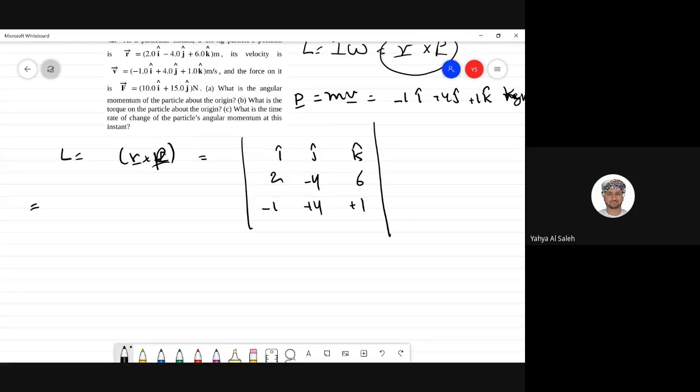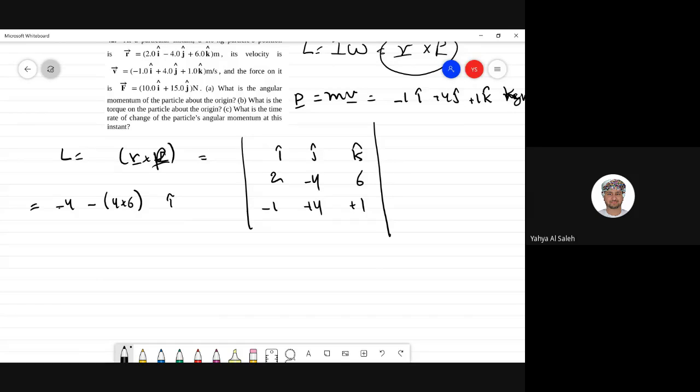Let's do it. For i, we will get minus 4 plus 4 times 6. Nope, I've already started making mistakes. It should be AY BZ minus AZ BY, so it should be minus 4 minus 4 times 6.